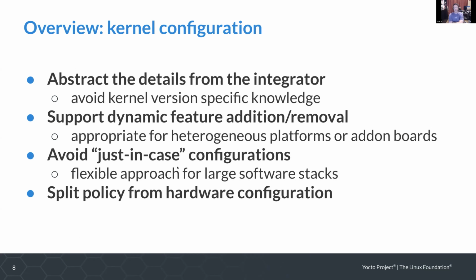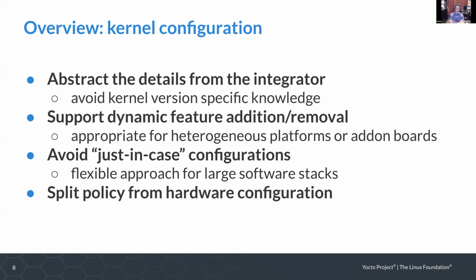So a quick overview of what the tools do with kernel configuration. The end goal is to abstract the details from the integrator. We don't want to reference specific kernel config options unless we can help it in the recipe or anonymous Python or whatever have you.